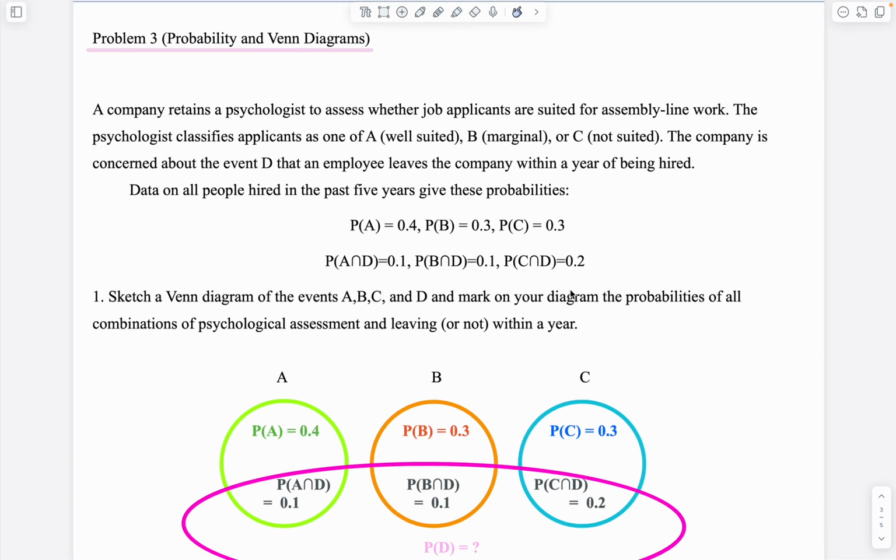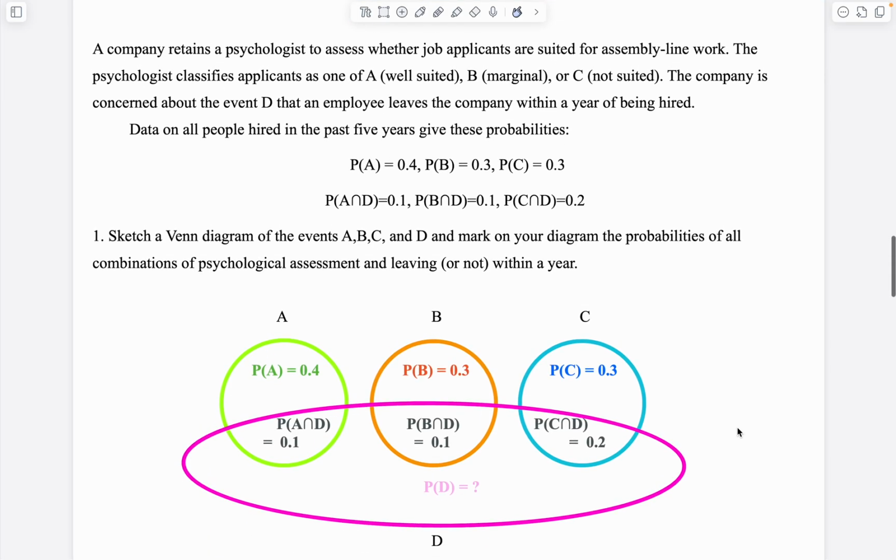Problem 3 says, a company retains a psychologist to assess whether job applicants are suited for assembly line work. The psychologist classifies applicants as one of A, well-suited, B, marginal, or C, not suited. The company is concerned about the event D, that an employee leaves the company within a year of being hired. Data on all people hired in the past 5 years gives these probabilities. And those are listed right there.